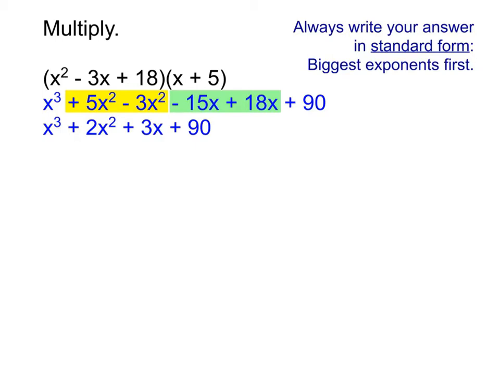x cubed plus 2x squared plus 3x plus 90. And yes, I do want to give it looking like this. I want to give my answer in standard form, which is to say, I want to go from biggest exponents down to smallest, with everything being simplified as much as it'll go.